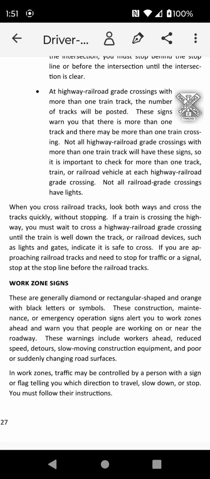When you cross railroad tracks, look both ways and cross the tracks quickly without stopping. Oh yeah, I did read all this. Oh, well, whatever. Let's move on to work zone signs.